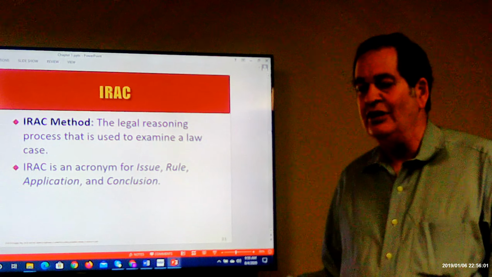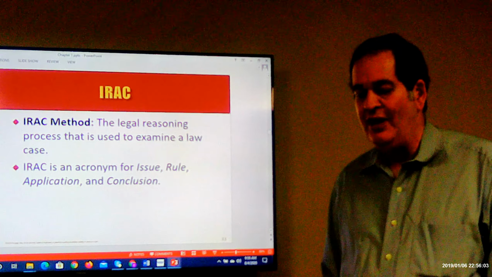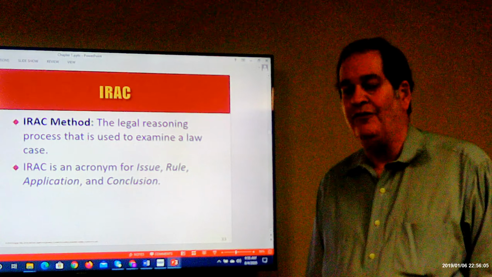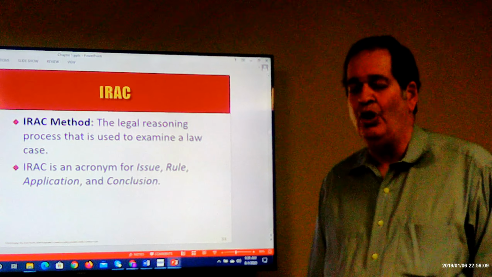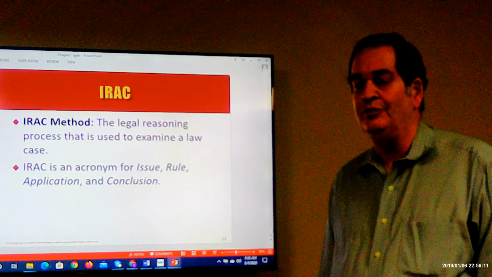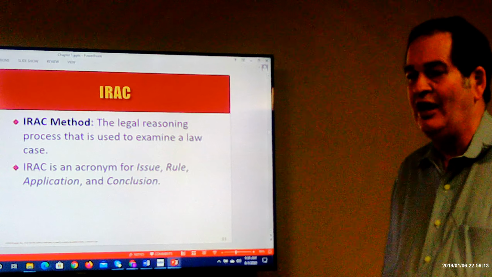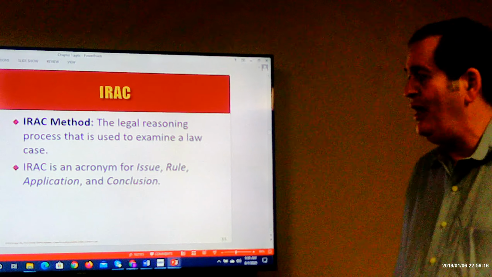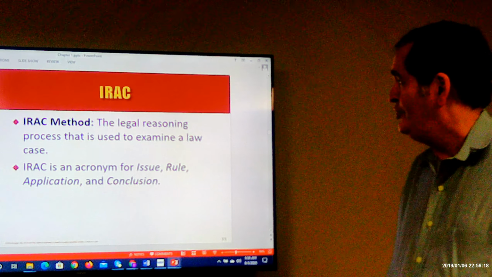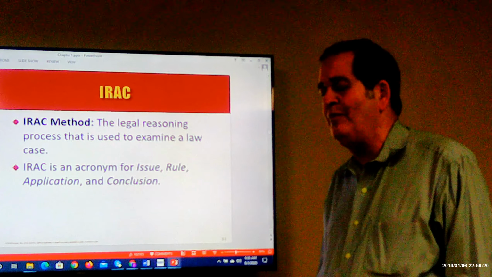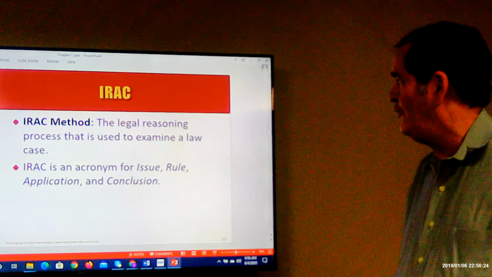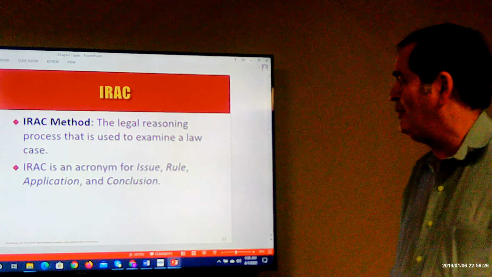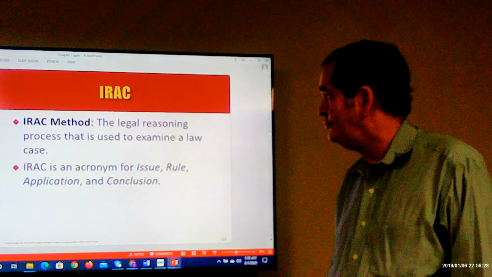It's a written, paragraph by paragraph analysis of the facts, the law, the issues in the case, and how the court is holding. That is, what is the principle of law that the court has decided will apply, and then applying it to the case. So the IRAC method, IRAC being an acronym, is where you take that case and you look for the issue, the rule, application, and conclusion.